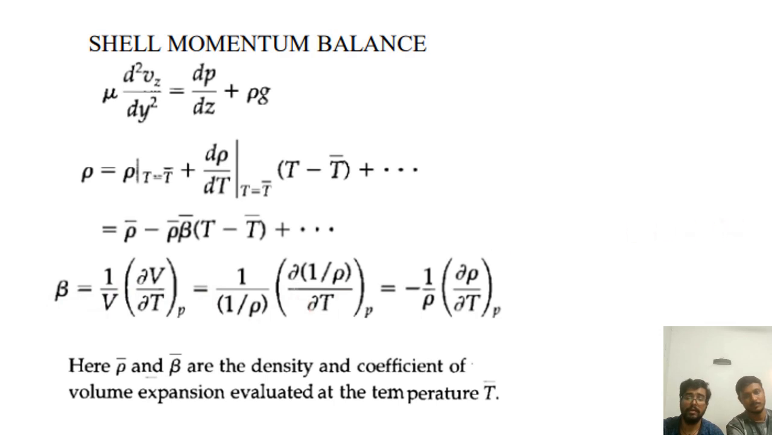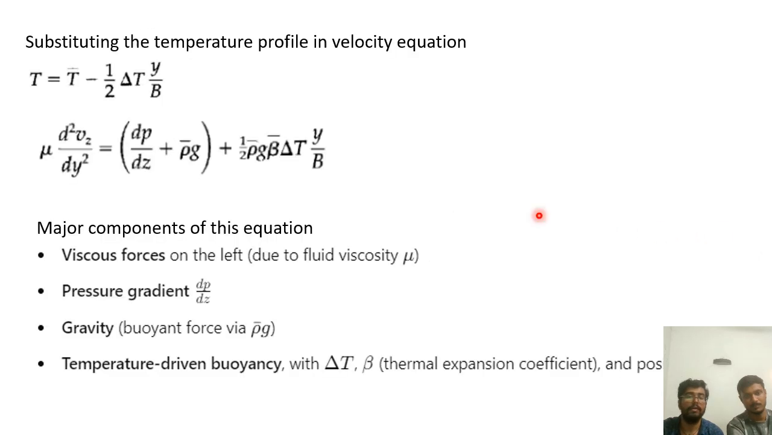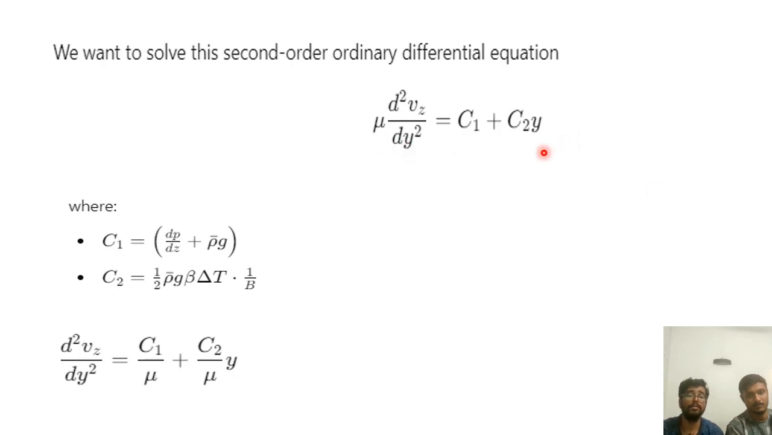So we defined beta here, and after getting the beta, we put it in our equation, that is rho g. Rho g can be written as rho bar g minus rho bar into g. That is, we substituted this expression and neglected the higher order terms. And after doing that, we next substituted the temperature profile in our previous equation. So we got this equation. From this equation, these are the major components. First, we assume this one and this one to be constant for ease of integration, and we call them C1 and C2.